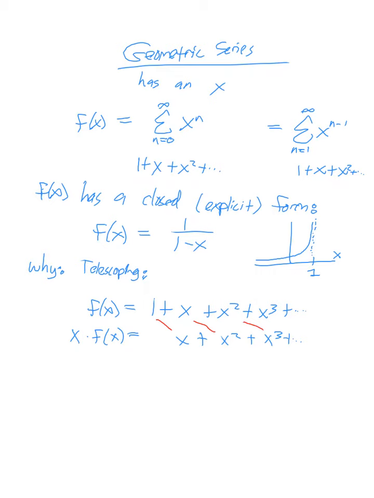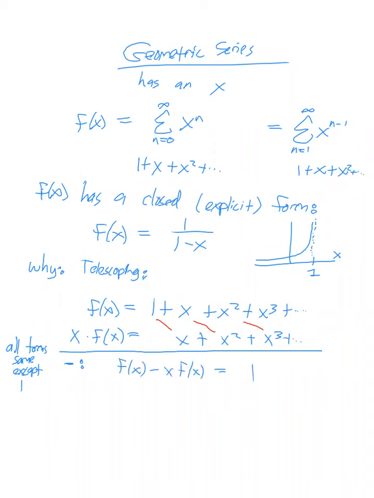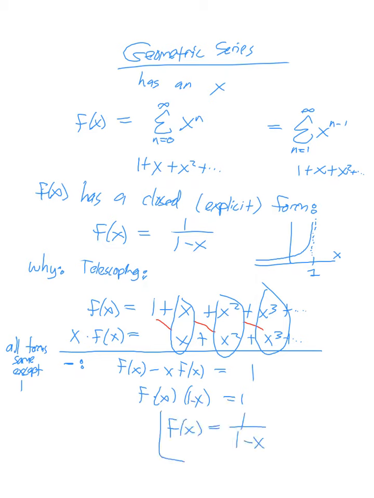So notice that all the terms are the same, except 1. So I'm going to subtract. I will see that then f of x minus f times x is 1. Everything cancels. All the terms cancel except for 1. So now I'm going to solve for f after I factor. And so I conclude that f of x is equal to 1 over 1 minus x.